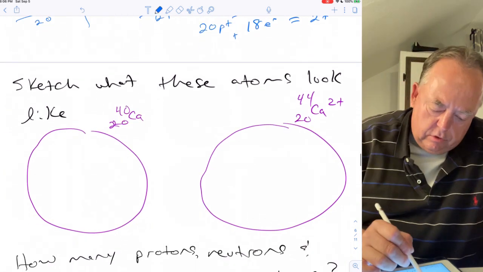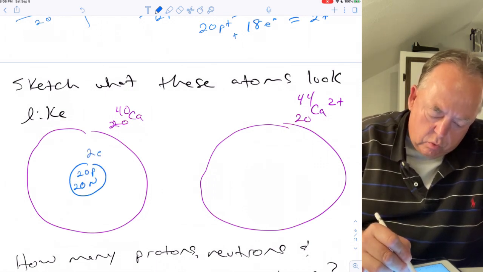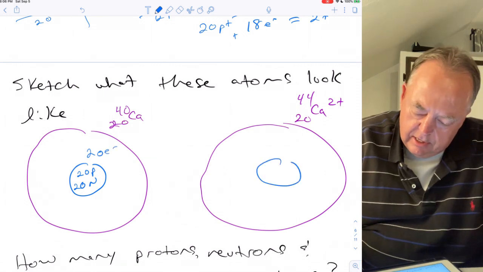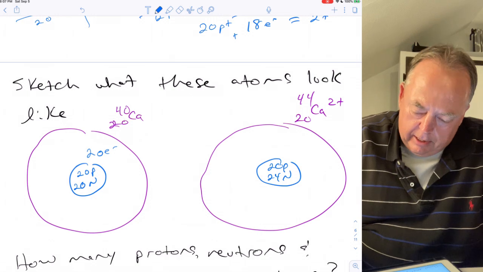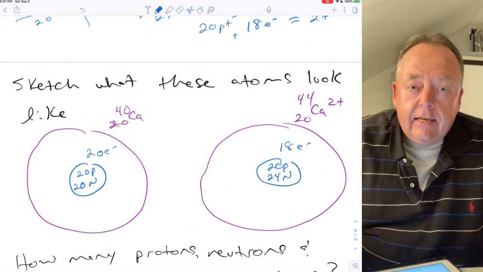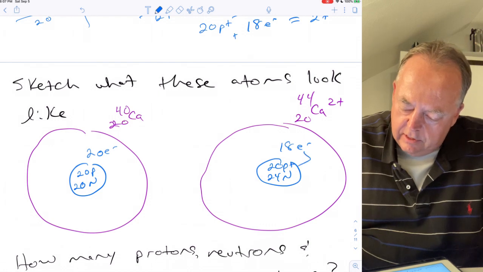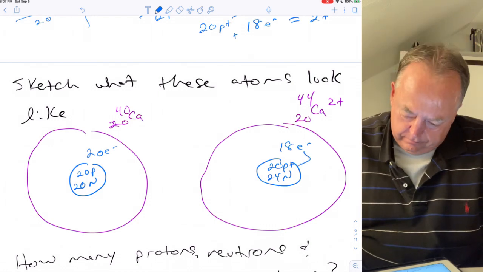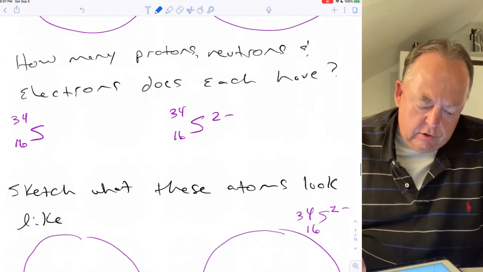So if we sketch what those atoms look like, then it's got 20 protons, 20 neutrons, and 20 electrons. And this would have 20 protons, 24 neutrons, and 18 electrons, right? So it's got more positives than it has negatives. And it's got 2 more.